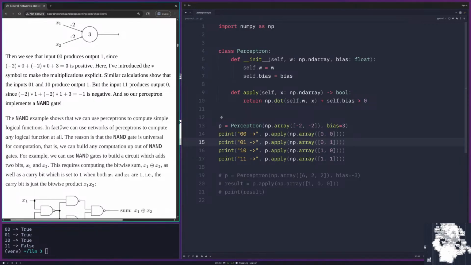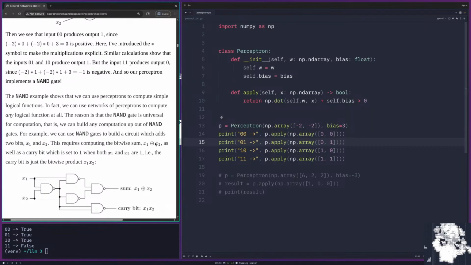The NAND example shows that we can use perceptrons to compute simple logical functions. In fact, we can use networks of perceptrons to compute any logical function at all. The reason is that the NAND gate is universal for computation. That is, we can build any computation up out of NAND gates. For example, we can use NAND gates to build a circuit which adds 2 bits, x1 and x2. This requires computing the bitwise sum x1 XOR x2, as well as a carry bit which is set to 1 when both x1 and x2 are 1, i.e. the carry bit is just the bitwise product x1 times x2.